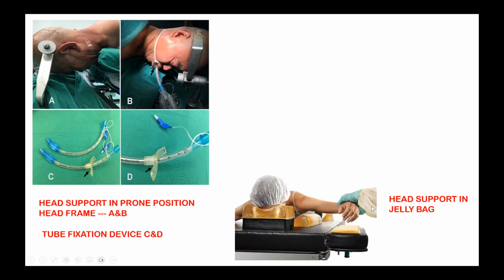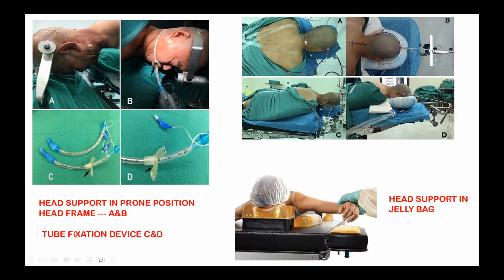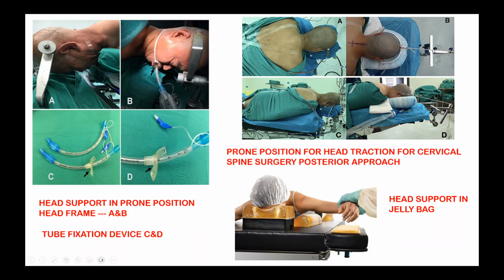And head support in a jelly bag: you put it only on the forehead. Make sure that the eye is not compressed and there is no pressure on the eye. And these are the positions for the upper cervical and posterior approaches. And this is the Mayfield fixator. Make sure that the tube and the circuit are all properly fixed and you have access to them. So this is the prone position with head traction for cervical spine surgery, posterior approach.